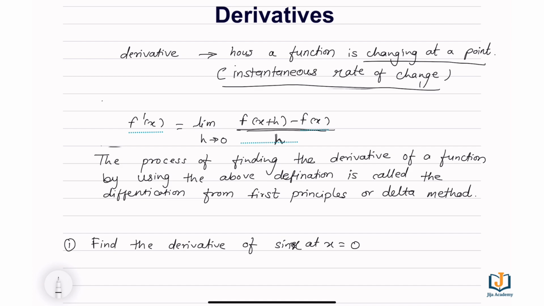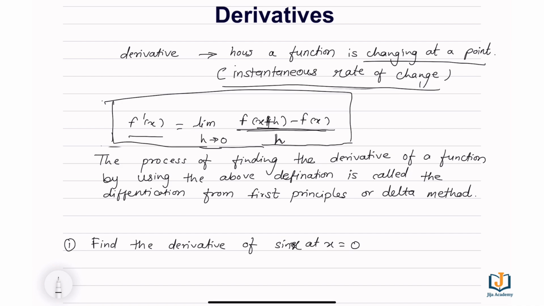Now the definition of derivative: the derivative of f of x is equal to the limit h tends to 0 of f of x plus h minus f of x upon h. That is how the function changes. So this is the definition of differentiation. The process of finding the derivative of a function by using the above definition is called differentiation from first principle or delta method.